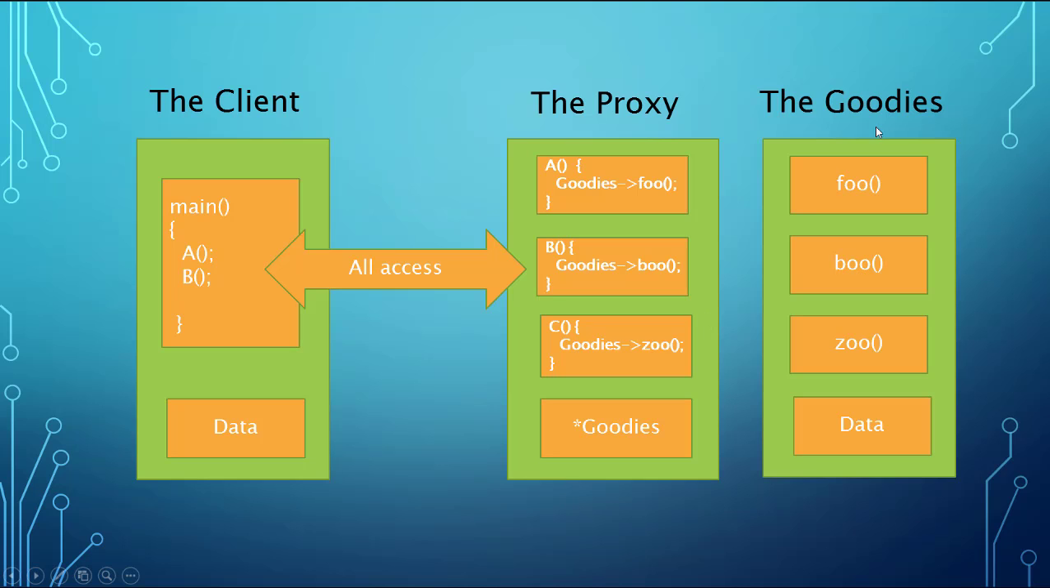What I'd like to do, this is ultimately our goal, is to take our goodies and create a middleman, a proxy. And our client will then call the proxy, in this case A, B, and C. And these functions will then indirectly, through a pointer, call our goodies to have access to foo and boo and zoo. If anything goes wrong with our goodies and we have to change foo significantly, what we do is we change our proxy, and the clients are left alone. So what we've done is we've isolated ourselves with this tiering.